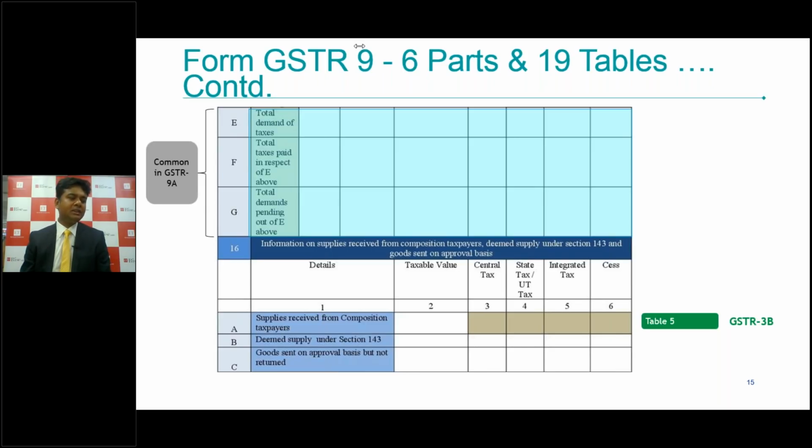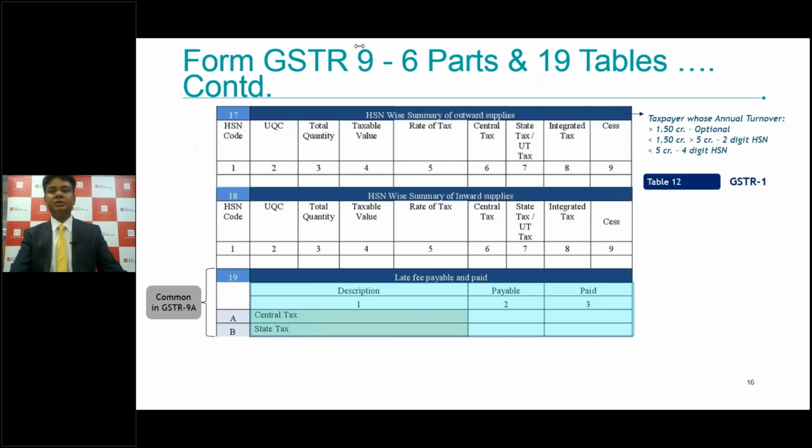So what are the supplies? What are the supplies made to a job worker? What are the supplies made on an approval basis? So a lot of stray pieces of information. Now HSN-wise supplies, same thing that you would have reported under GSTR-1. And the next part, which is row number 18, is a new one, which is not there in 3B, and this is an additional piece of information.